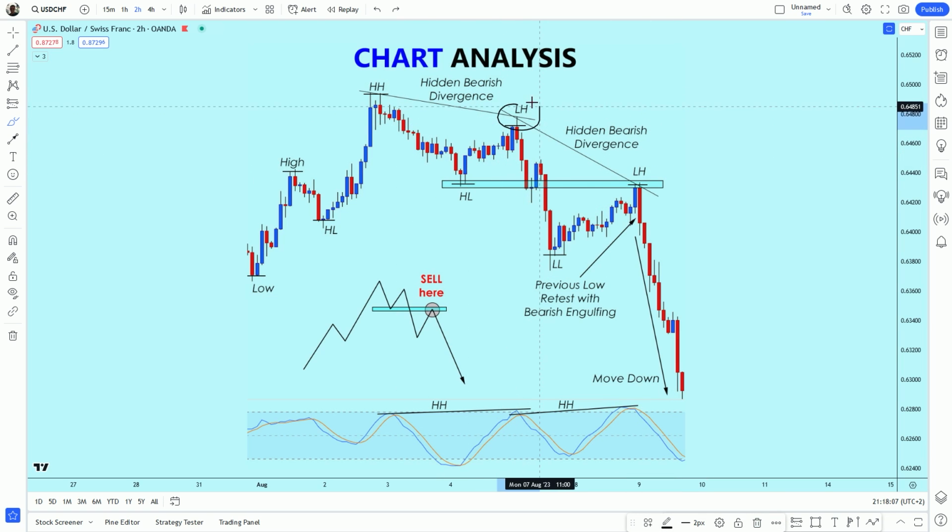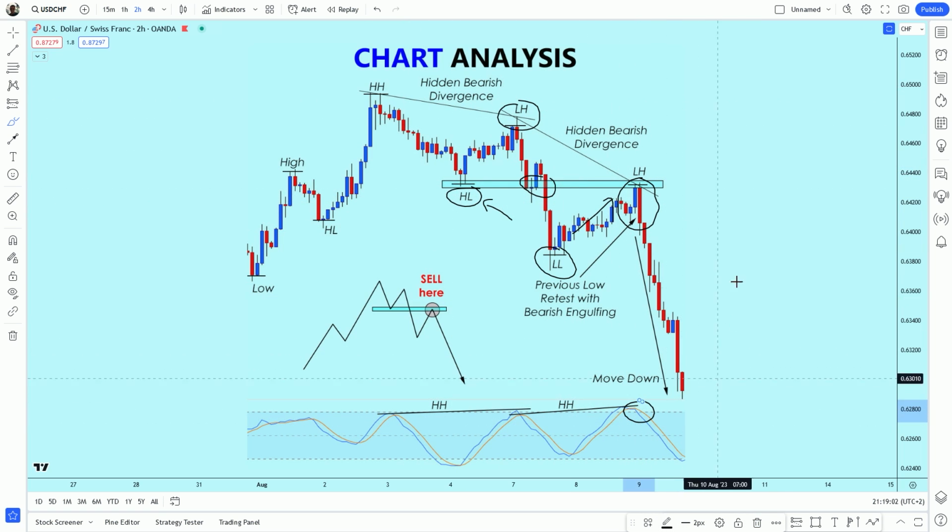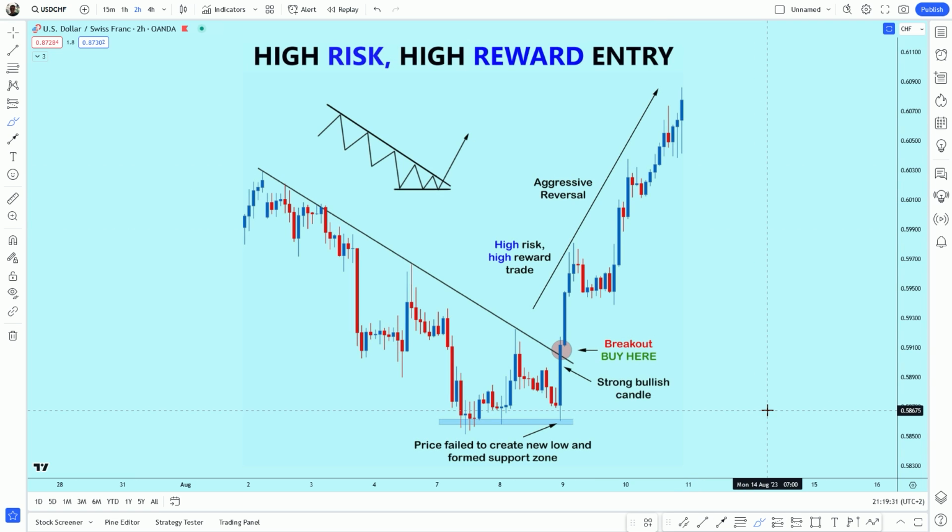So this time we have a lower high formation, we have a breakout of a previous higher low, we have a new lower low formation, we have a retest of a previous higher low with a bearish engulfing candlestick pattern, and also a sell signal of our indicator. So all these signs here give us a good reason to sell here. This is an example of a very aggressive reversal. As you can see here, price broke our bearish trend line and formed this massive move up.